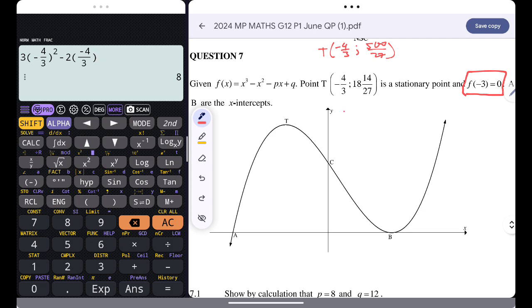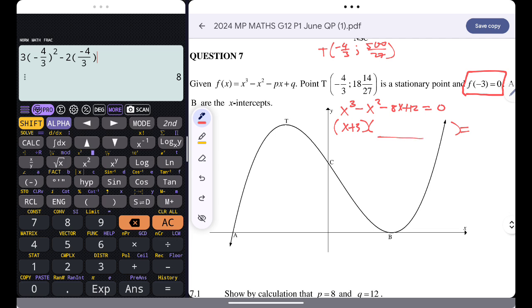For me to find the x-intercepts, guys, I know that y is always 0. So I'll simply say f of x, which is x cubed minus x squared minus 8x plus 12, is equal to 0. I know one of the factors, guys. X plus 3 is a factor. Are you together? X plus 3 is a factor because I was given one of the x-intercepts. I just need to find that one over there.